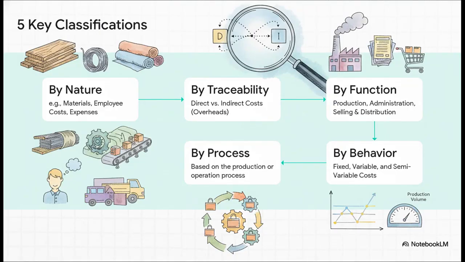And this is where it gets really powerful. CAS1 gives you 5 different ways to slice and dice your costs. It's like having 5 different pairs of glasses. You can classify costs by their basic nature. Is it a raw material or an employee cost? Or you can look at them by traceability. Is it a direct cost we can pin to one product or an indirect overhead? You can sort them by function, like production versus sales. Or, and this is a big one, by behavior. Is it fixed or does it vary with output? Each of these classifications gives management a totally different, super useful perspective for analysis.